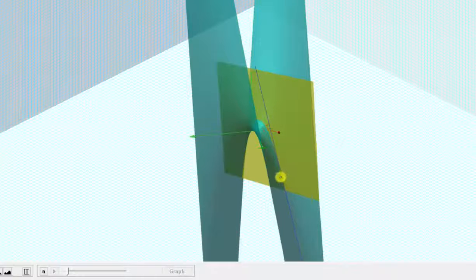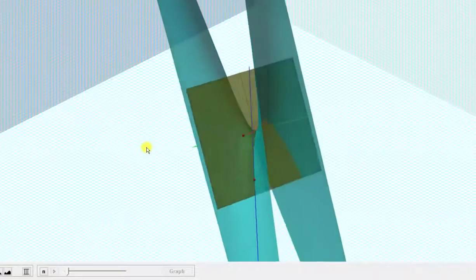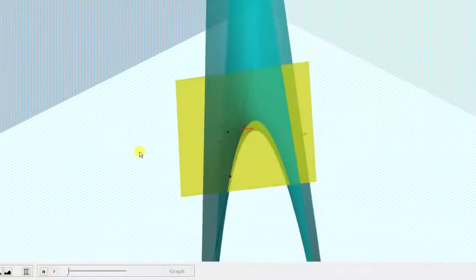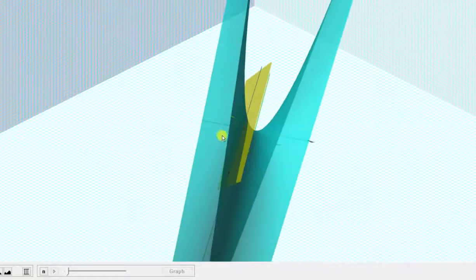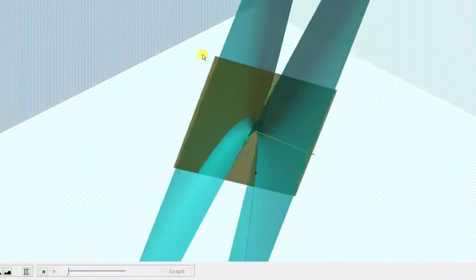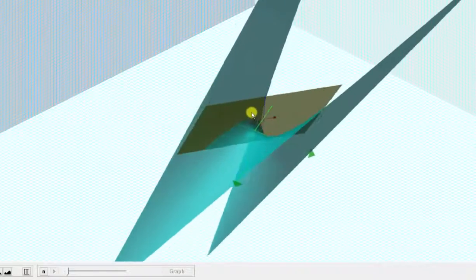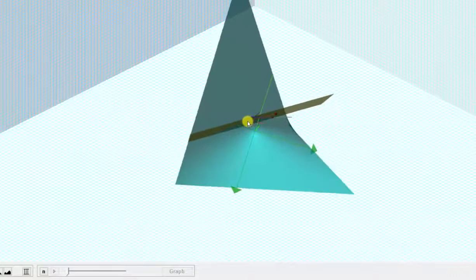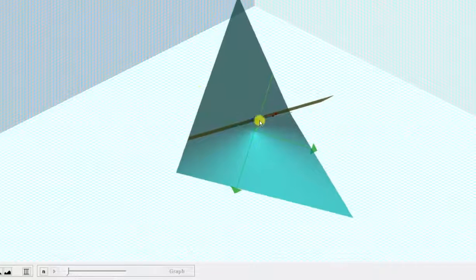But again, as soon as we move from this point, the gradient would change, and therefore our direction would change as well. Let's go ahead and rotate this so we can see this from different angles. Let's also look down on the gradient. So notice how this plane contains a tangent line to the surface in the same direction as the gradient.